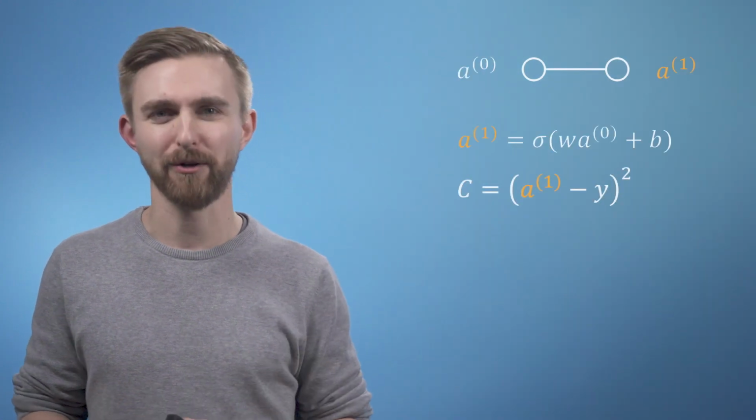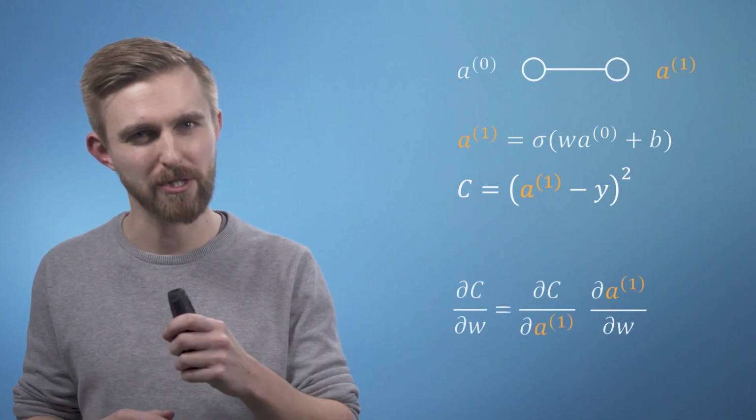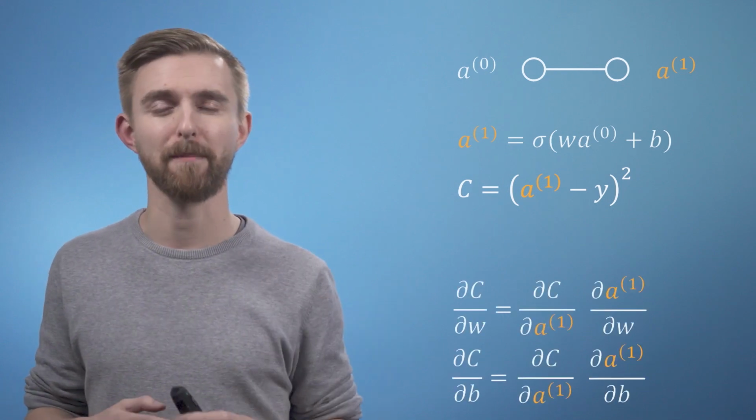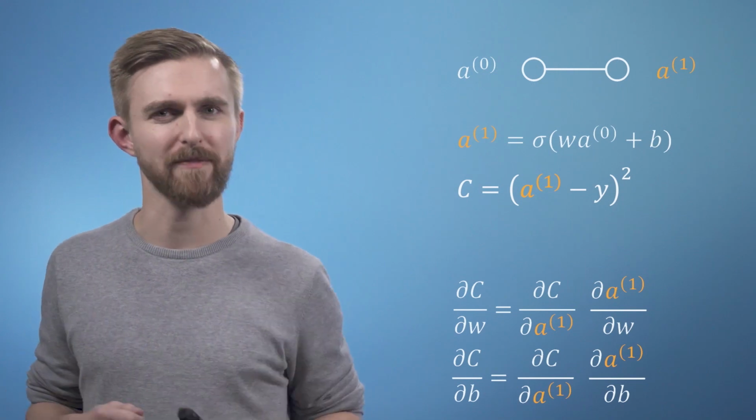So, now that we know what we're after, we just need to look again at our simple 2-node network, and at this point, we could immediately write down a chain rule expression for the partial derivative of the cost with respect to either our weight or our bias. And I've highlighted the A1 term, which links these two derivatives.